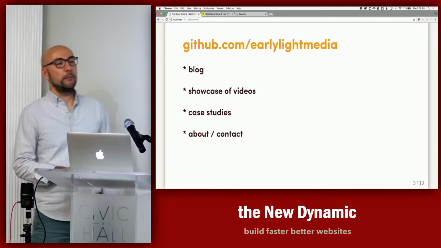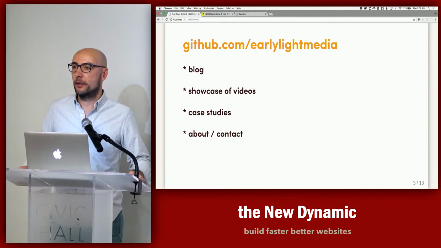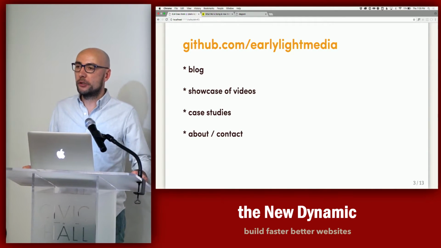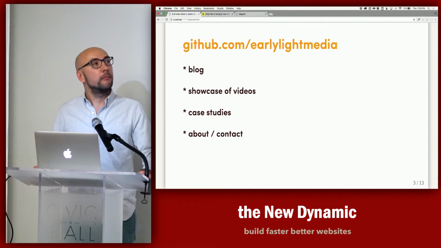If you go to the Early Light Media organization on GitHub, you will see both sites: the first version in Jekyll, both are open source, and the currently in production Roots version. You can browse all of that, just go there.